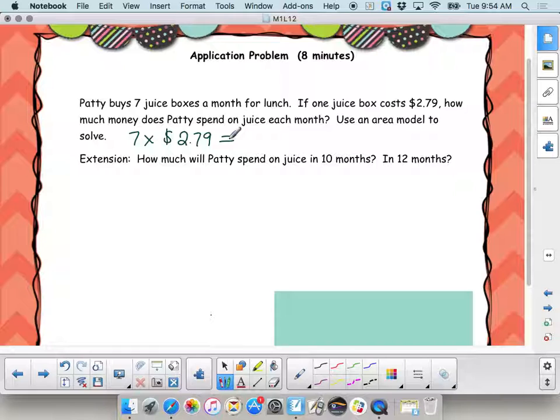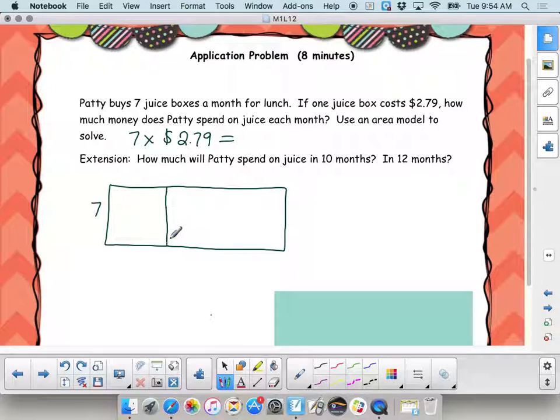It's free. Yes. Okay, so area model. I'm not sure that's big enough. I'm going to make it a little bit bigger than that. So 7 groups of, how many ones do I have? 2 ones, 7 tenths, and 9 hundredths.